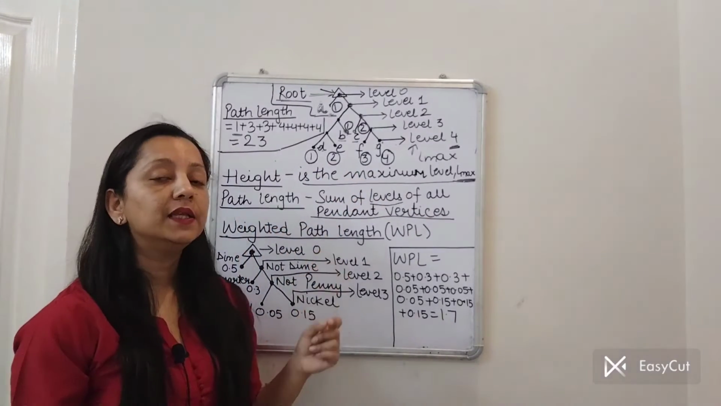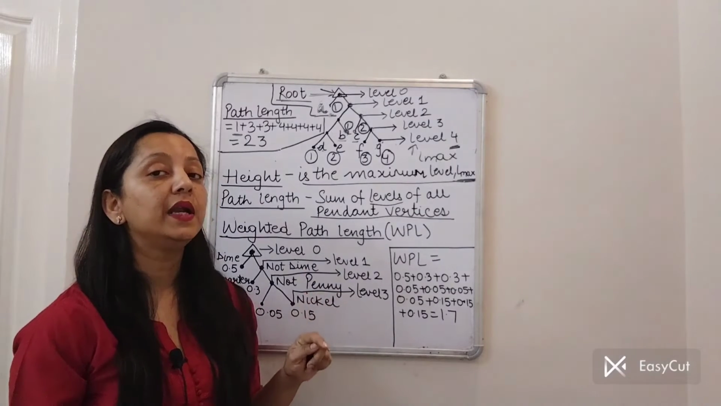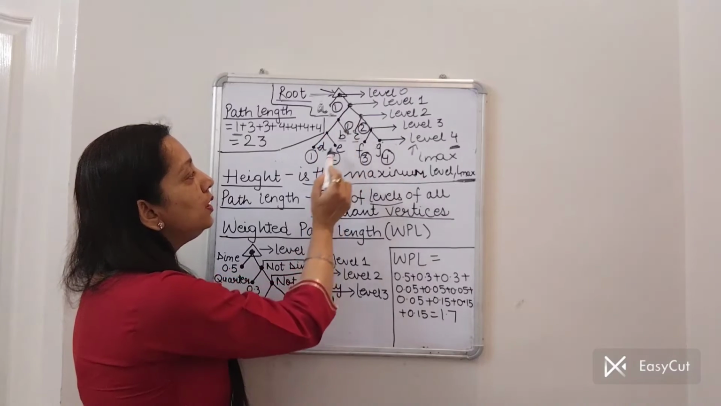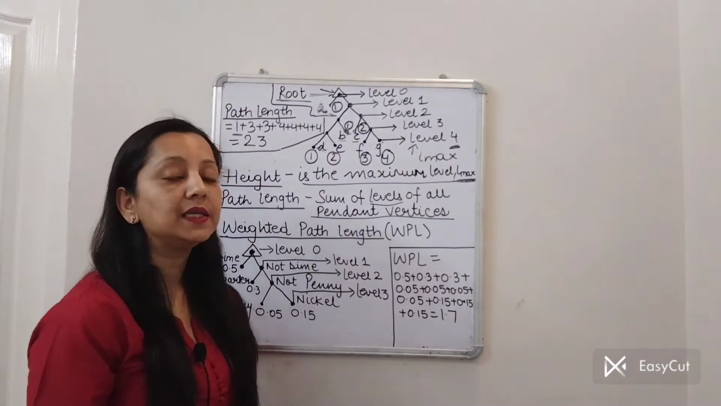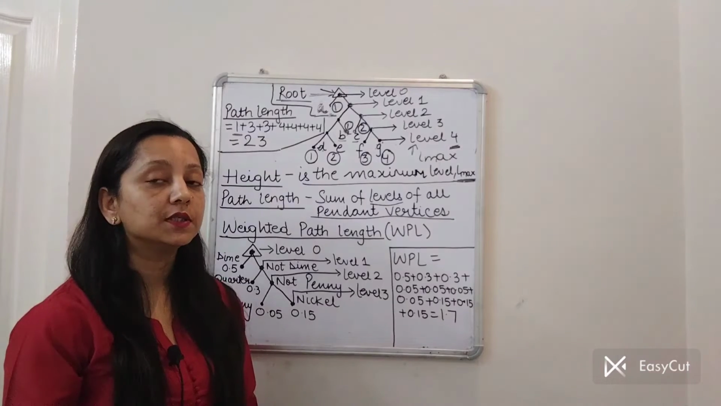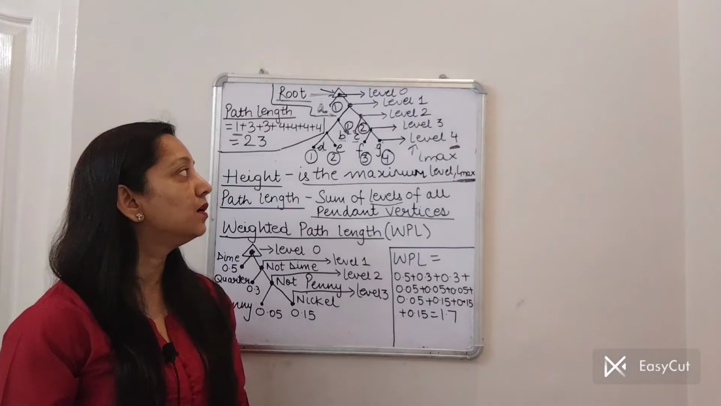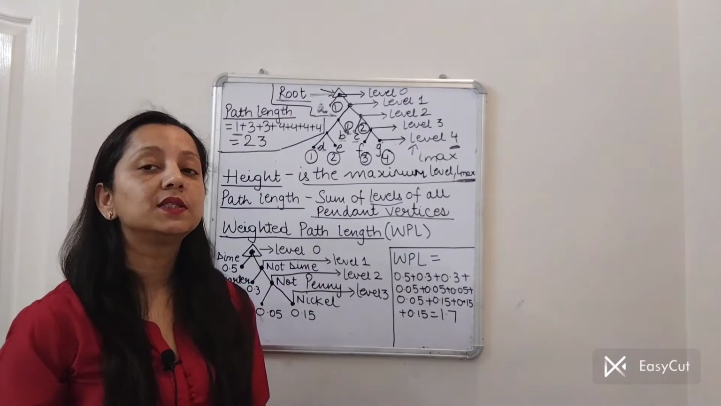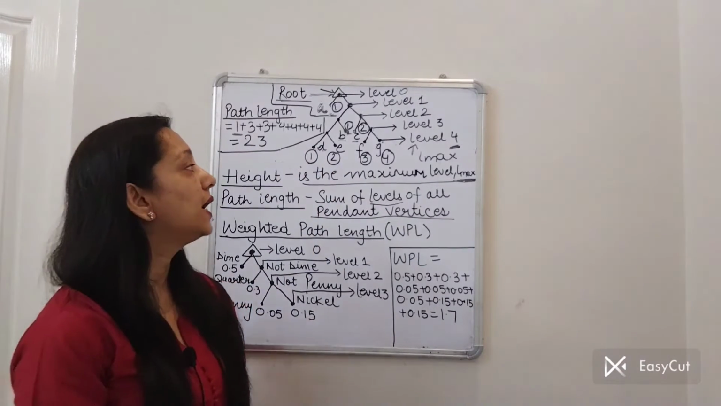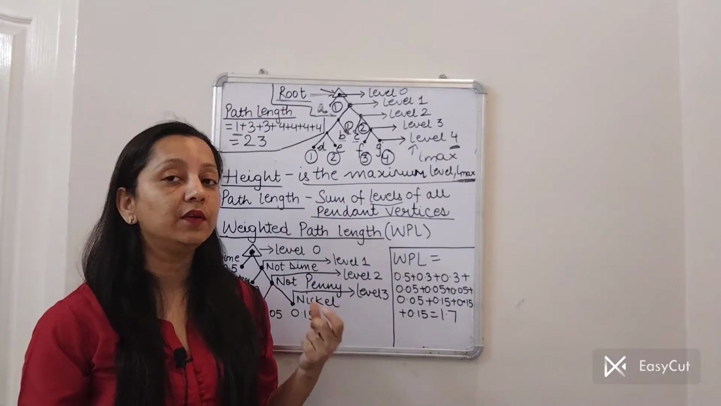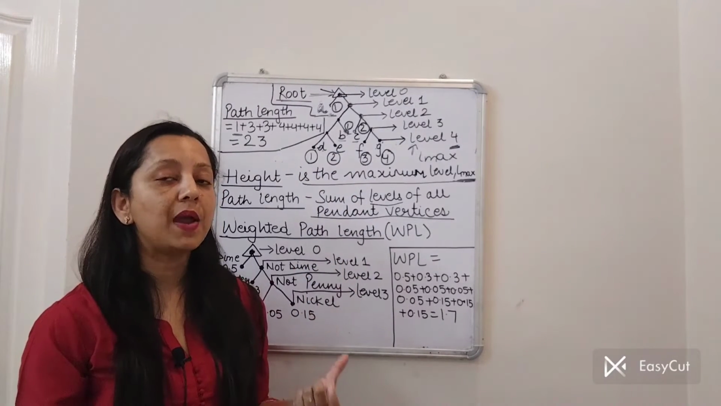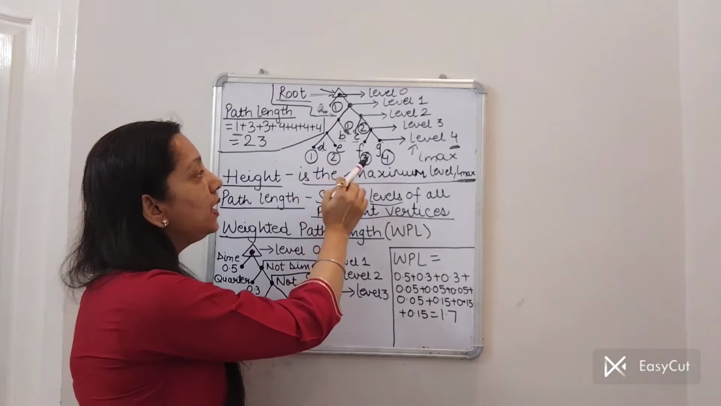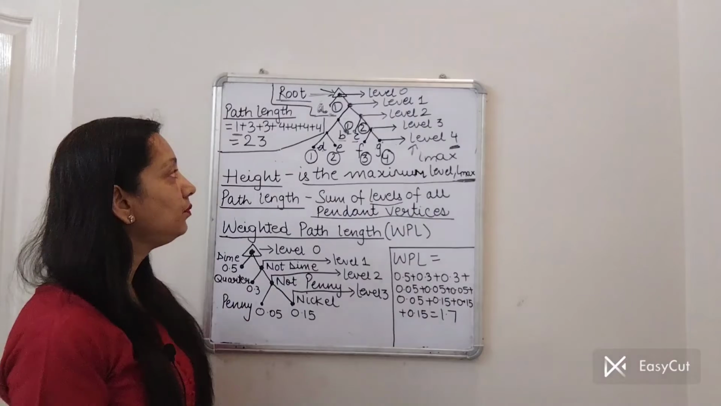Now as I said, the path length is the sum of levels of all pendant vertices. So how many pendant vertices do I have here? 1, 2, 3, 4, 5, 6, 7. I can see that in total I have 7 pendant vertices, right? Because I have 7 vertices with degree 1. I know a pendant vertex is one such vertex which has degree 1, and I have 7 such vertices. That means I have 7 pendant vertices over here. Those pendant vertices are A, B, C, D, E, F, G, right?